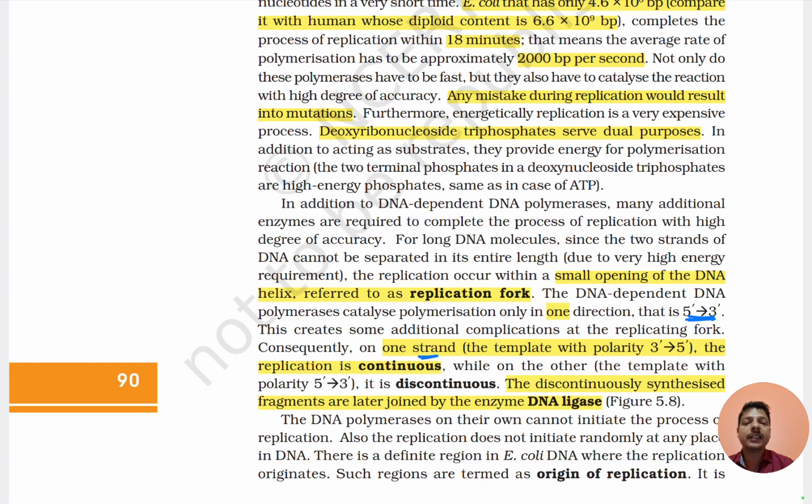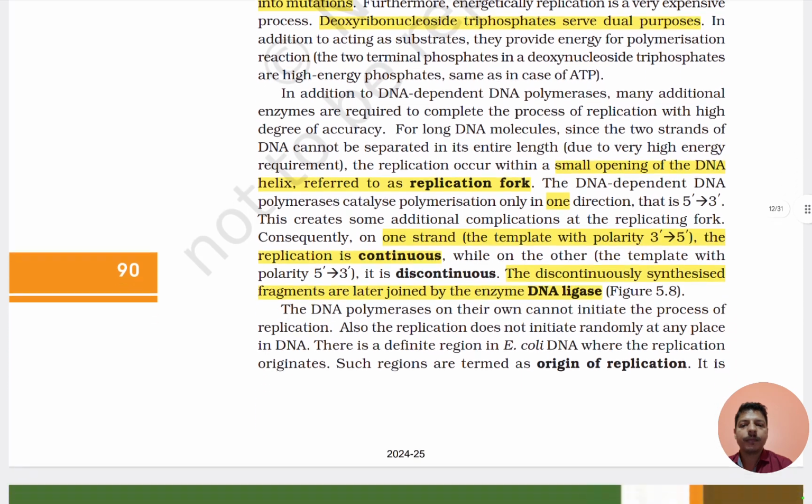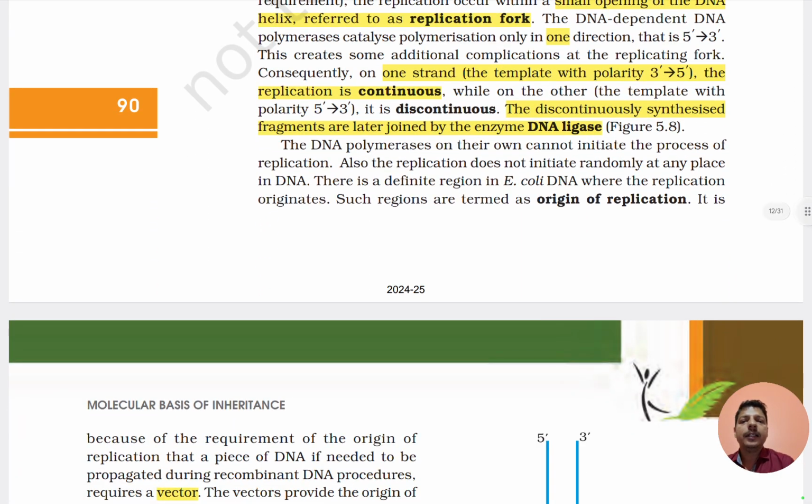Consequently, on one strand, the template with polarity 3 prime to 5 prime, the replication is continuous, while on the other one, which has polarity 5 prime to 3 prime, it is discontinuous. So the discontinuously synthesized fragments are later joined by DNA ligases. Then, the DNA polymerase on its own cannot initiate the process of replication. So for that, it requires a type of RNA.